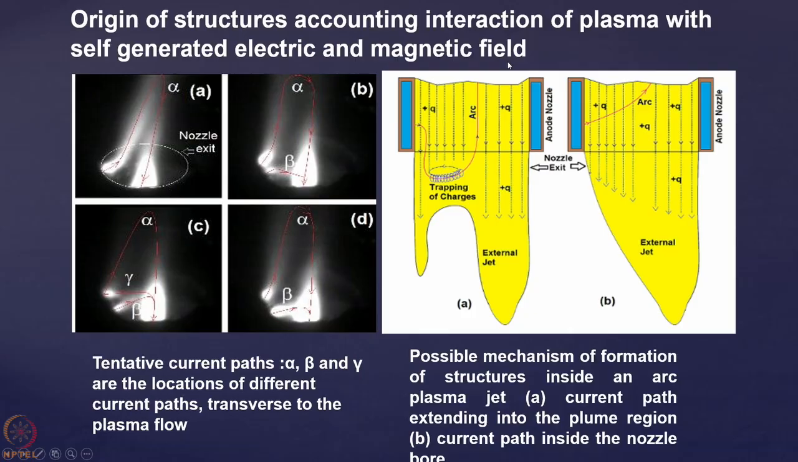On the other part, there is no current over here, so they are not posing any electromagnetic body forces. So whatever is coming through that region, they are passing through. So you are getting an elongated external jet in this region. Now you assume that instead of this U-shaped current path, you are now getting a current path like this one.